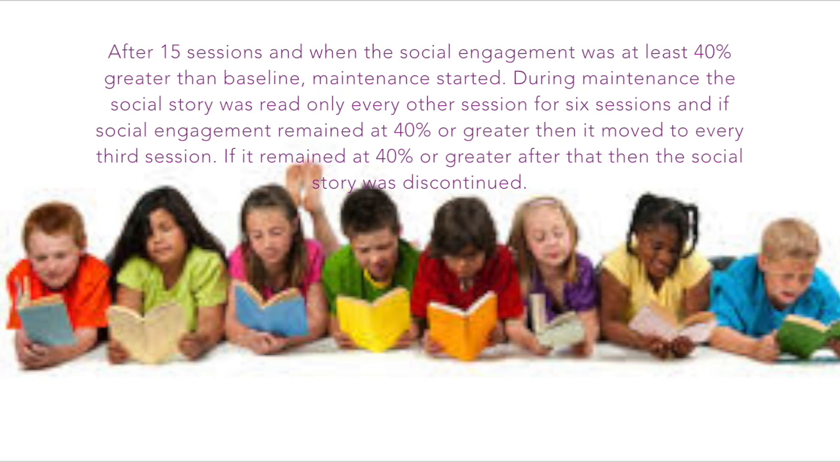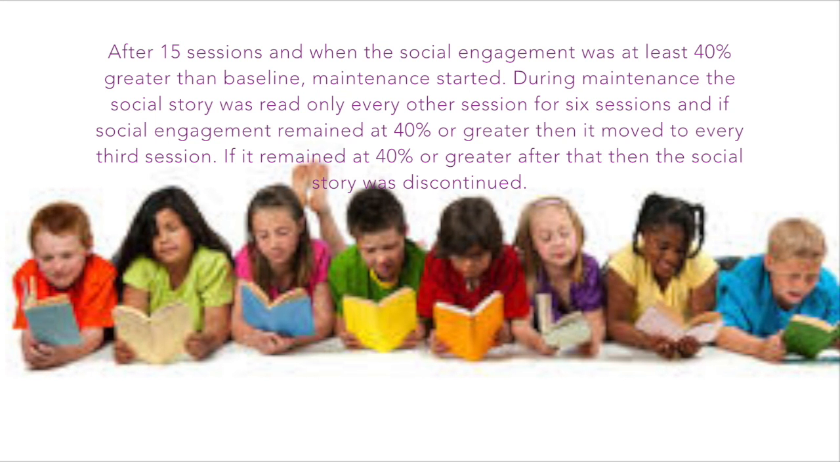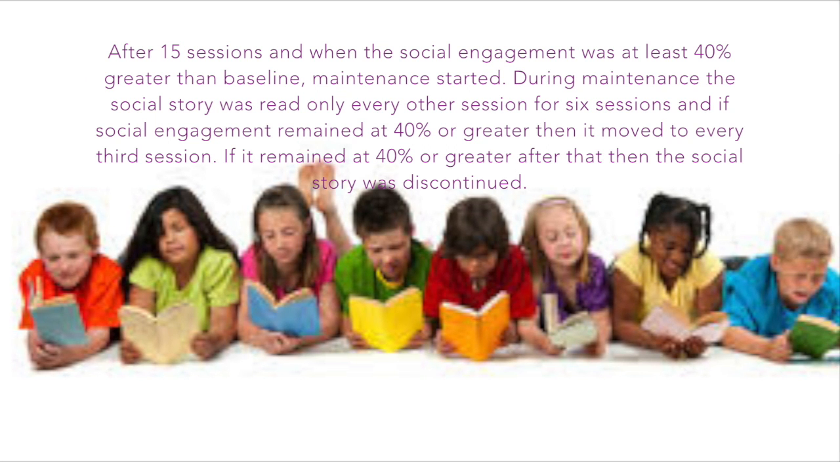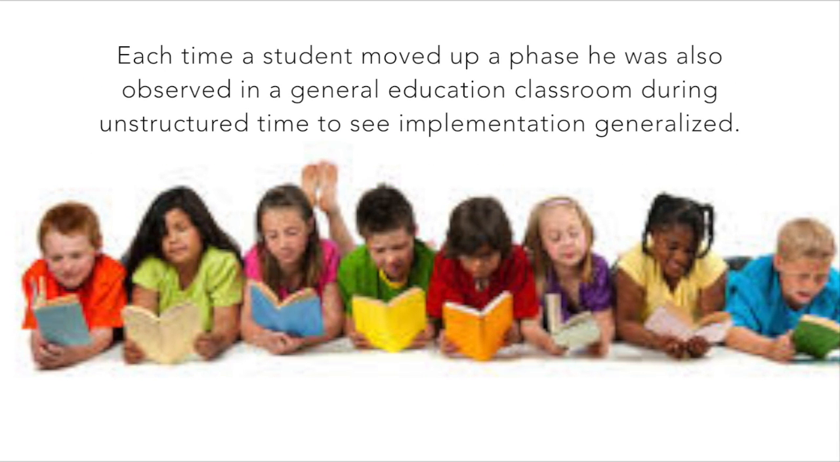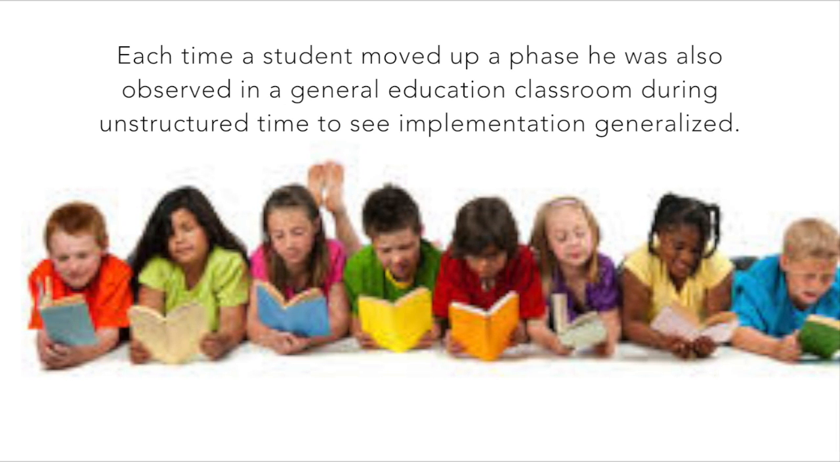If a participant's performance at any phase of the fading procedure fell below criterion, he was moved back a phase so that the intervention was implemented more frequently. Each time a student moved up a phase, he was also observed in the Gen Ed classroom during instruction time to see if the implementation generalized.